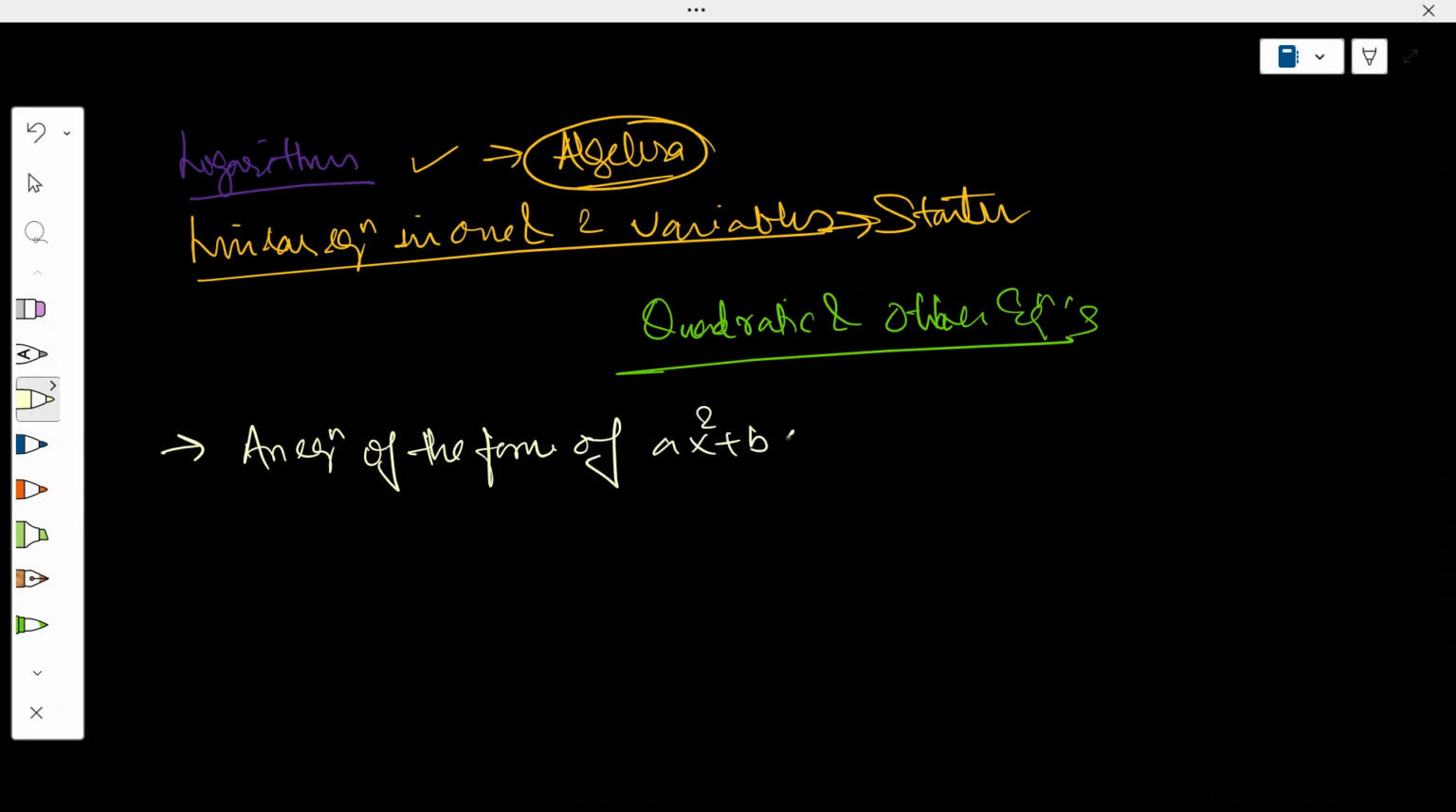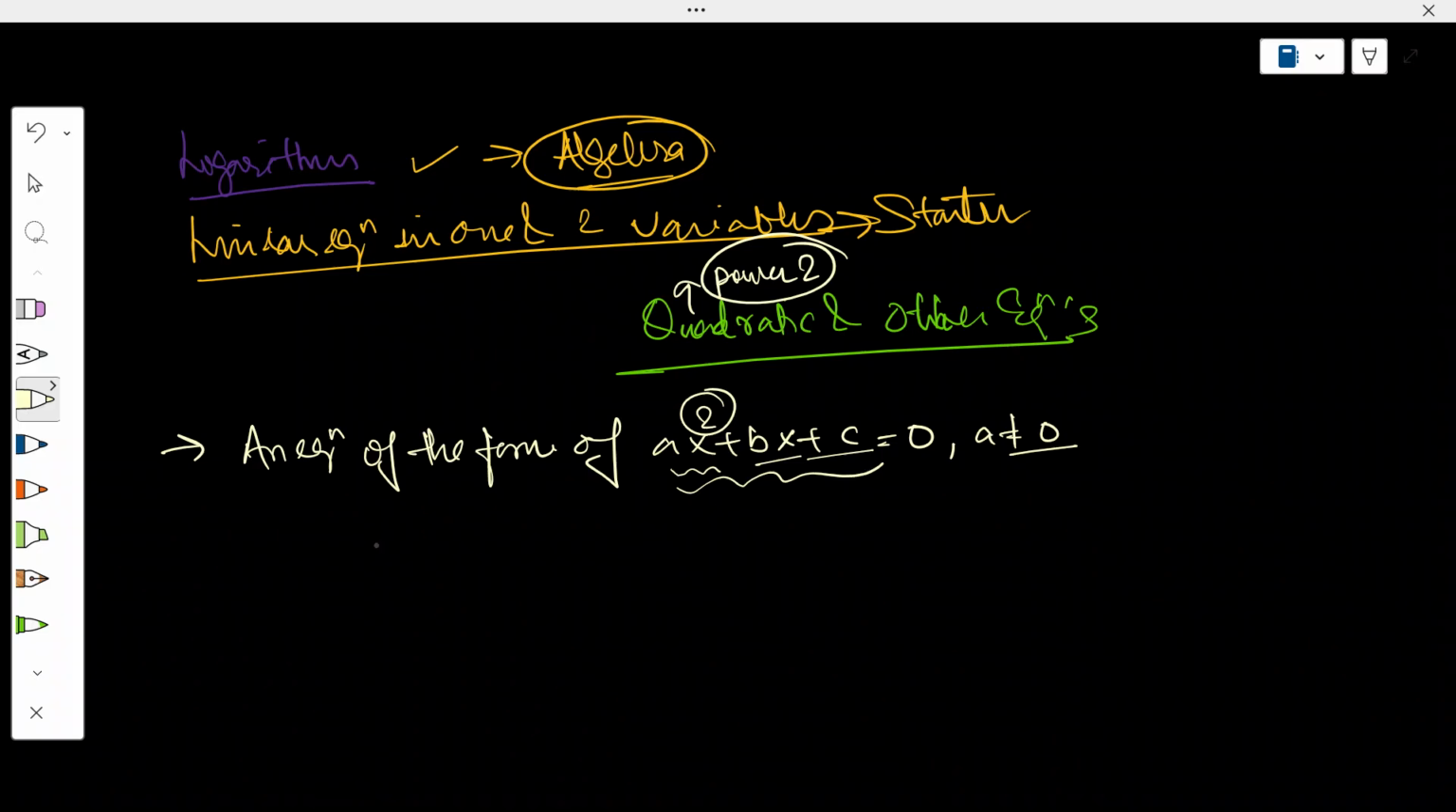An equation of the form ax square plus bx plus c equals 0 is known as a quadratic equation if a is not equal to 0. Because if a is equal to 0, then this term will become 0, and it would reduce to a linear equation. This will not be quadratic. Quad means power 2. Here the greatest power is x to the power 2. That is why this is a quadratic equation.